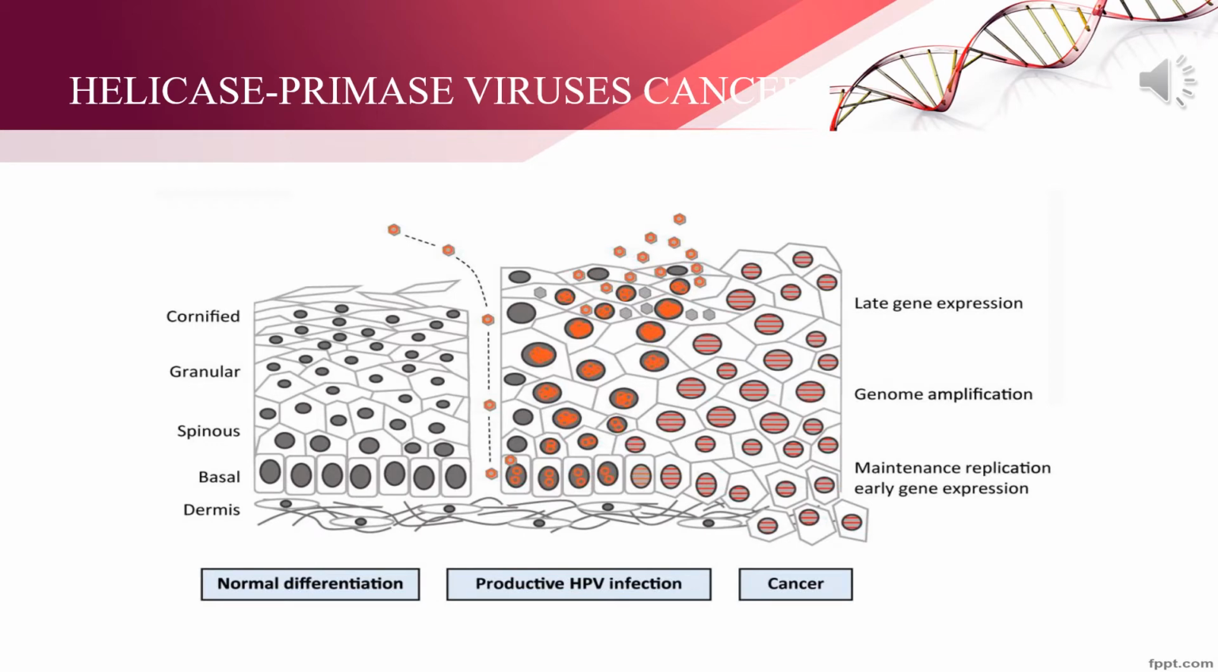This is one of the examples of diseases that can be controlled from any further development through its helicase-primase level itself.